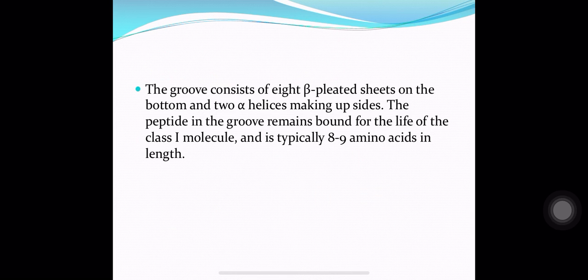The groove consists of 8 beta pleated sheets on the bottom and 2 alpha helices making up the sides, and the peptides in the groove remain bound for the life of the class 1 molecule and are typically 8 to 9 amino acids in length.